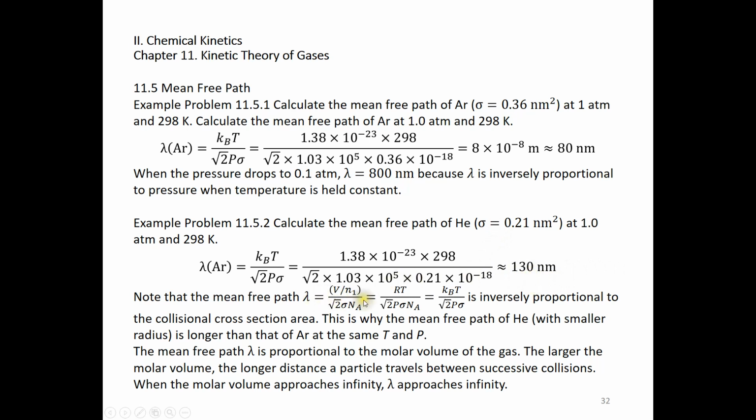So again, just by looking at the equation, you can see lambda is inversely proportional to the collisional cross-section area. Again, just to emphasize, this lambda is proportional to the molar volume. If you have a larger volume, that means the particles are farther away from each other, and then you of course will have a larger lambda. If the molar volume approaches infinity, well then lambda approaches infinity.